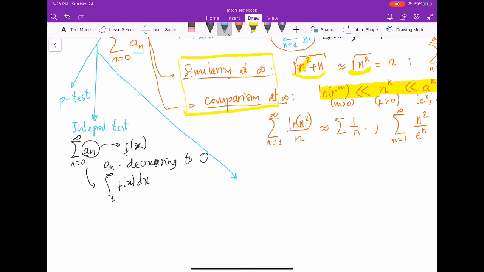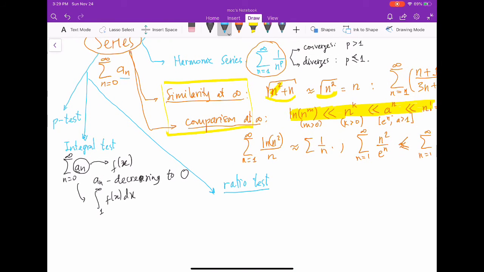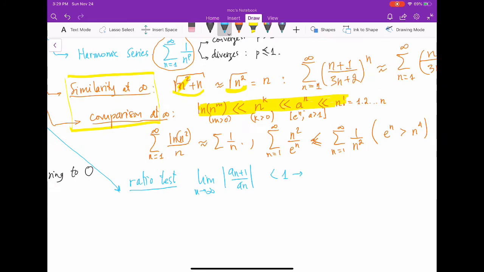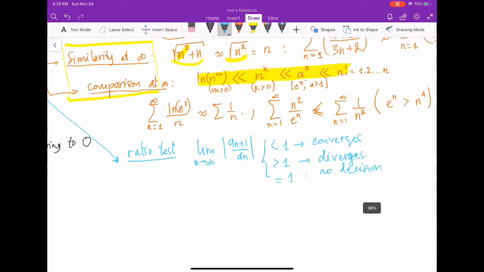Next test, I would say, is the ratio test. This is quite important because we use the ratio test for power series. The ratio test says: if the limit of a_{n+1} over a_n as n goes to infinity is less than 1, the series converges. If this limit is greater than 1, it diverges. And if it is equal to 1, sorry, we don't have any information, which means no decision. We cannot make a decision in this situation, okay?